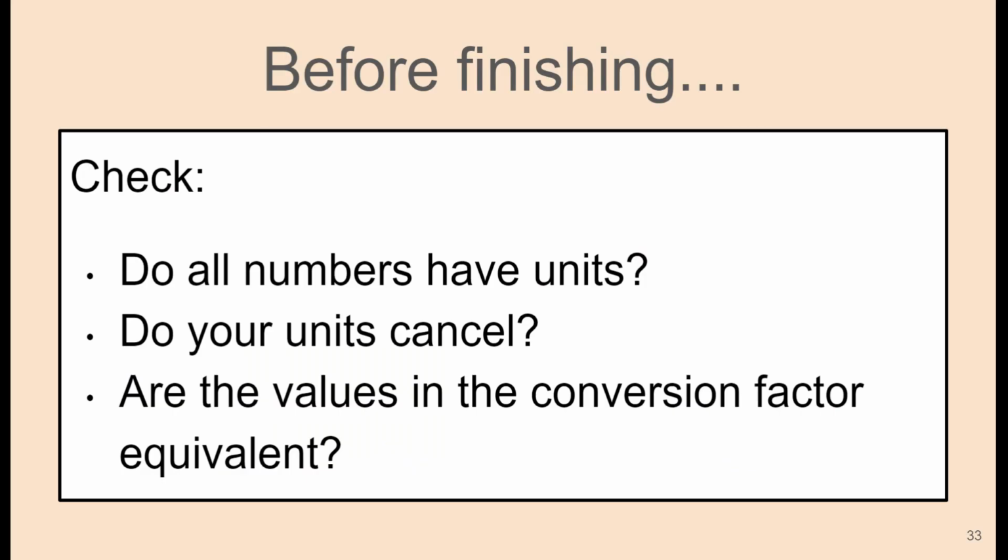All right, when you do dimensional analysis, always check. Do all your numbers have units? That's important. Do all your units cancel? That's also important. You should only have the unit left at the end that you expect to be left at the end. And finally, are all the values in the conversion factors equivalent? In other words, the numerators and denominators of all those conversion factors have to be equal to each other. And if they're not, then you're not going to get the same answer at the end because you're not really multiplying by 1.